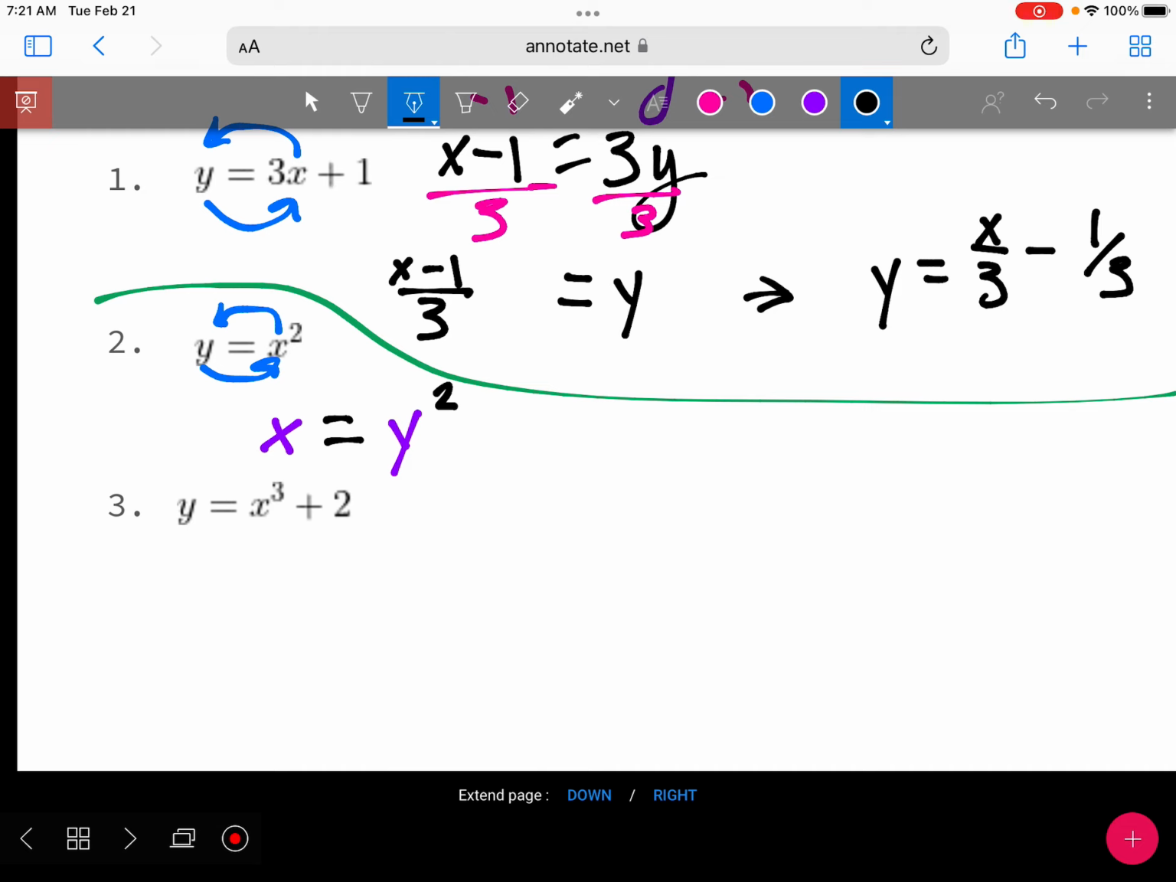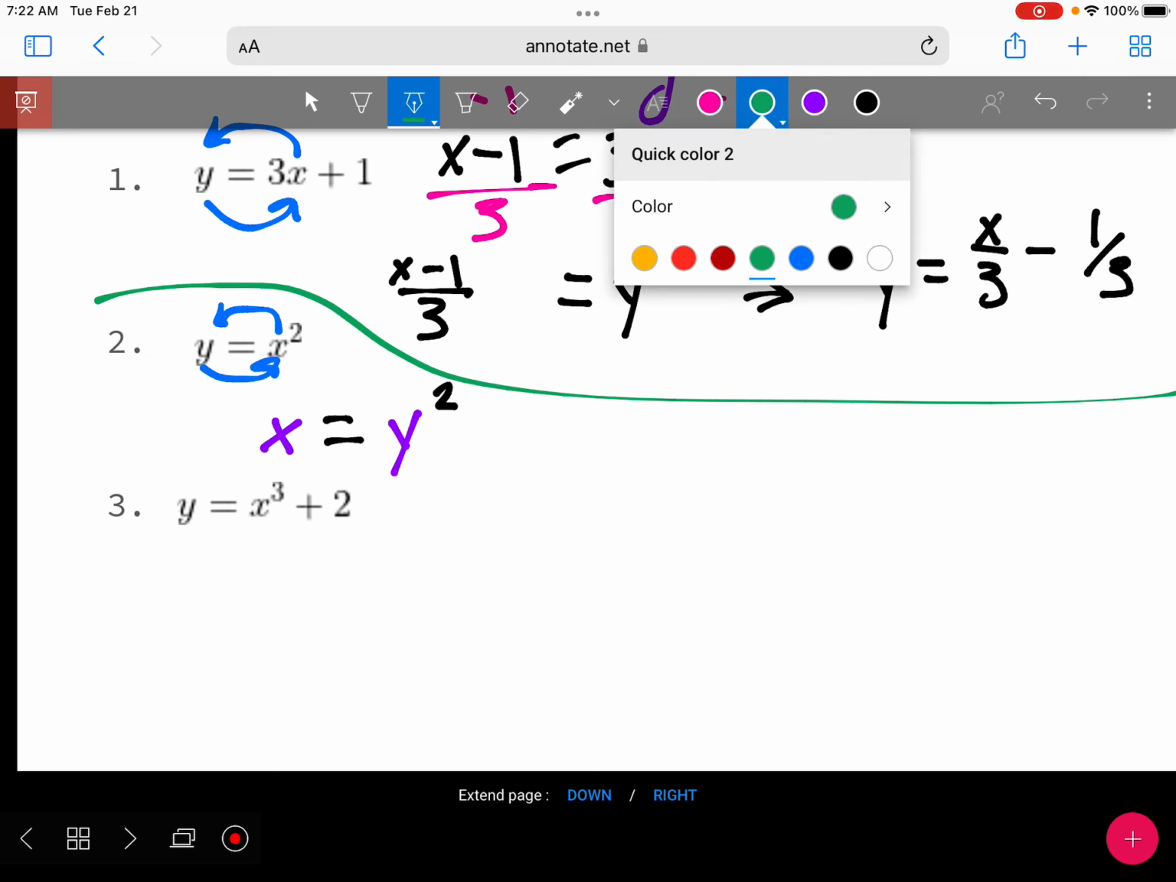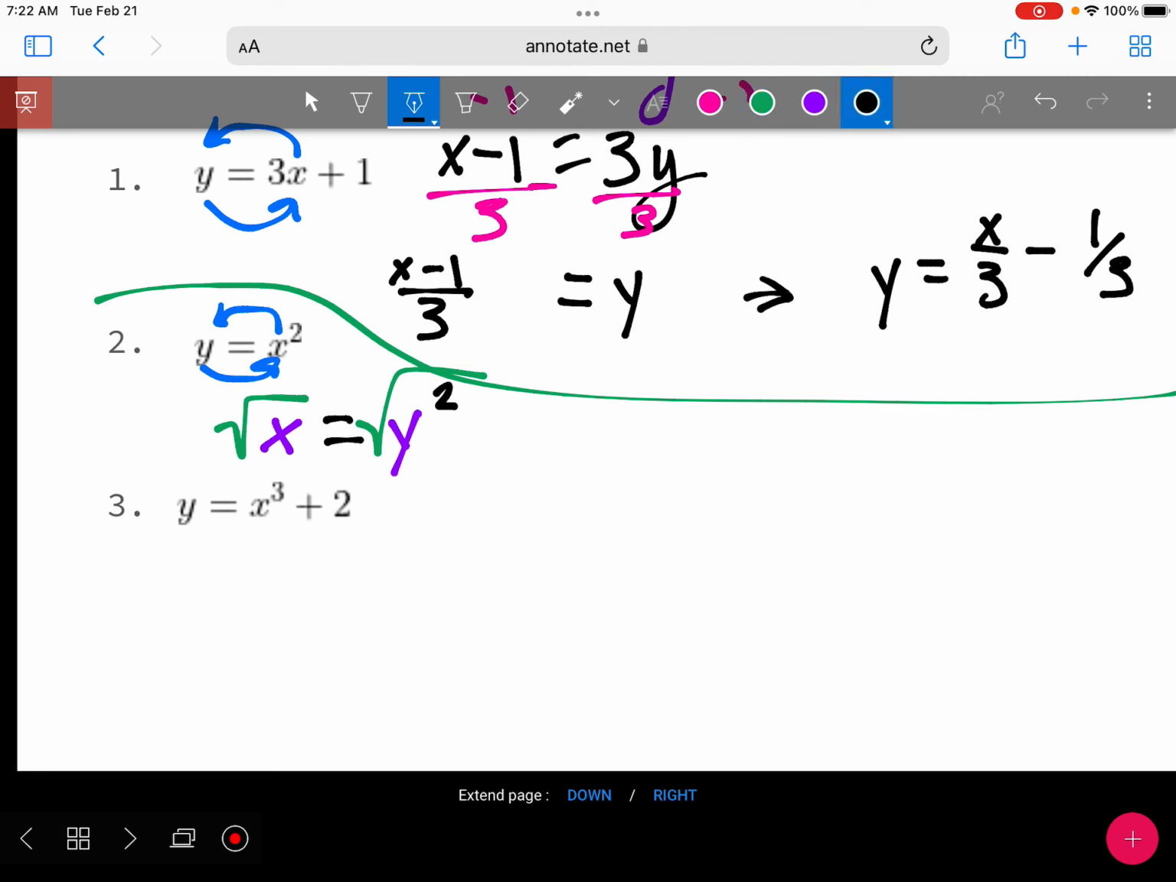And now I want to get y by itself. I want to unsquare it. How do we unsquare it? Square root. So when we square root both sides, this becomes the square root of x equals y. That's when we have those inverse relationships, these opposite operations that undo each other. Squaring is the inverse of square rooting. It's how we undo it.